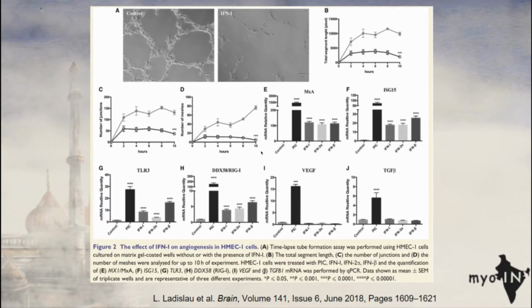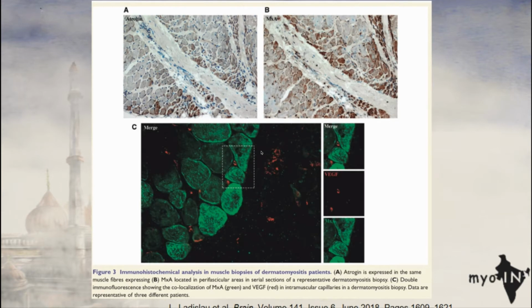Not only that, but when you look at the endothelial cell cultures, you can see that interferon can inhibit pseudo proliferation of the capillary. So it inhibits angiogenesis and downregulates VEGF and TGF beta. Next slide, please. And immunohistochemical staining also finds that atrogin as well as VEGF and MxA are expressed in the perifascicular areas and the vessels, the microcapillaries. So clearly, they are pathogenic in patients of dermatomyositis.